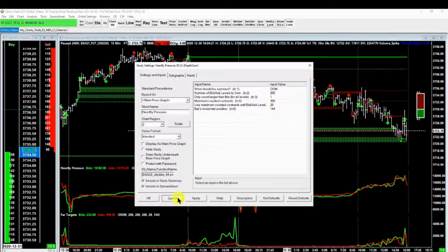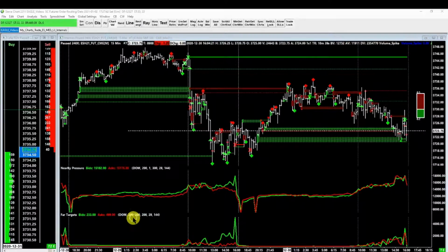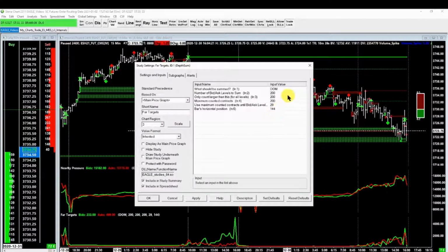On the other hand, for the instance of the study that we use on the far target subgraph, we set 200 for the input only count larger than this, because we are only on the lookout for large depth values to sum up. At the same time, we also limit the maximum contracts until the bid-ask levels, because in this case we also want to exclude the near depth values. This way, only values larger than 200 from the far levels will influence the sum.